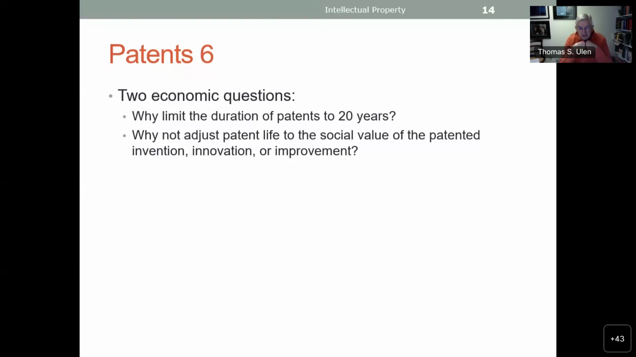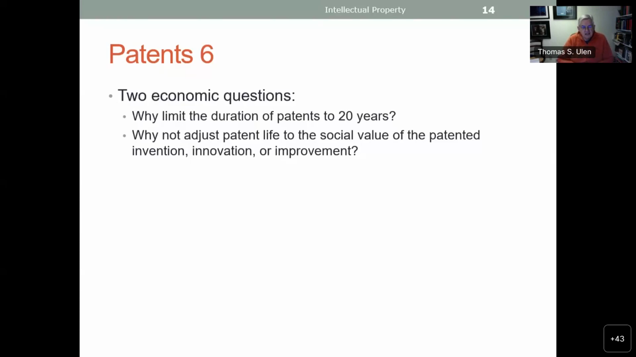Okay, let me turn to the last topic. I want to say something about this. Why don't we have different patent lives for different patents depending on what the social benefit of the idea is?